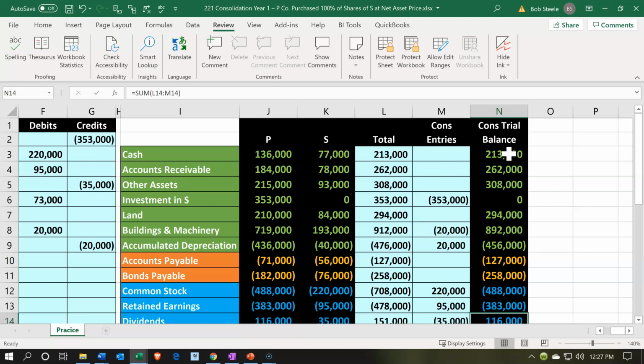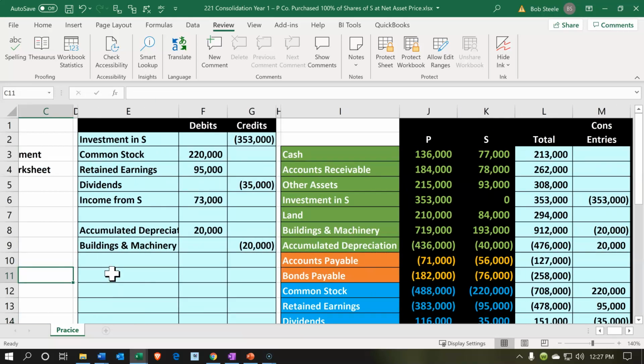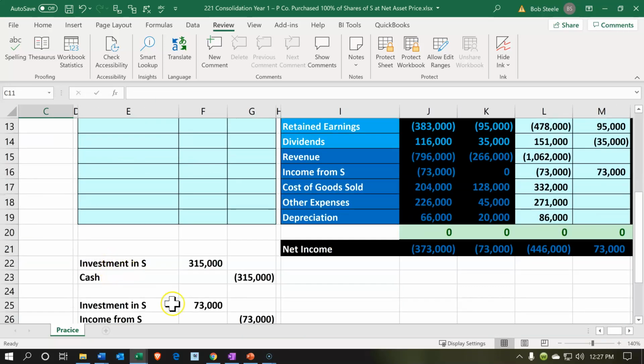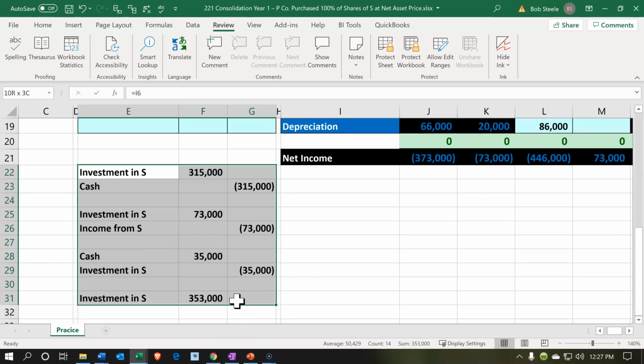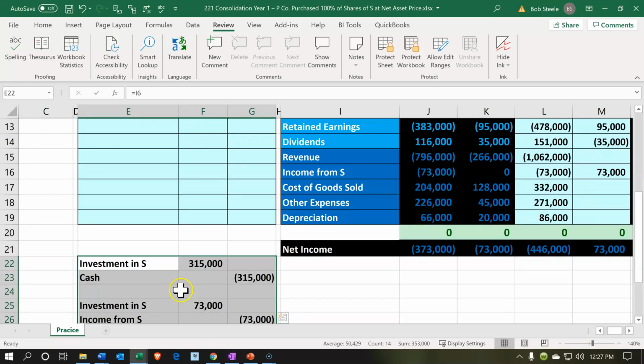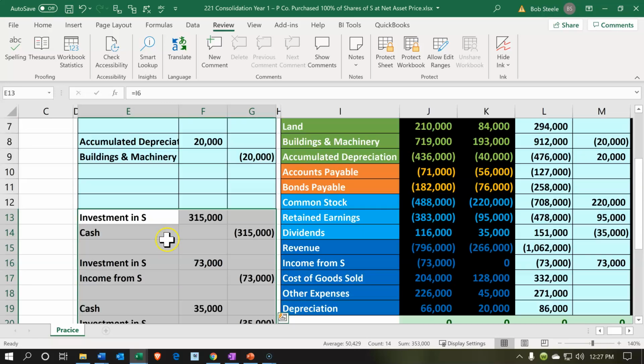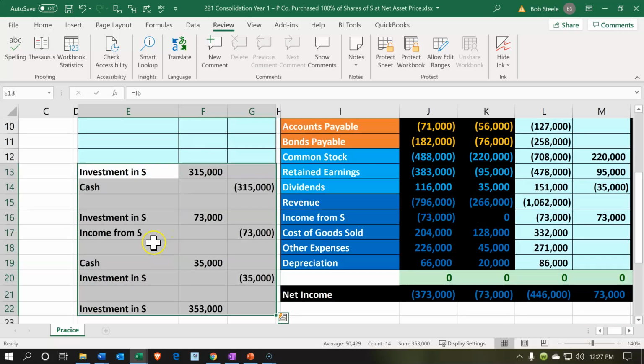Now also note that this will probably look like this on your worksheet. Now I'm going to move these numbers up just so you can see them up top. So you could see those transactions as part of our worksheet.